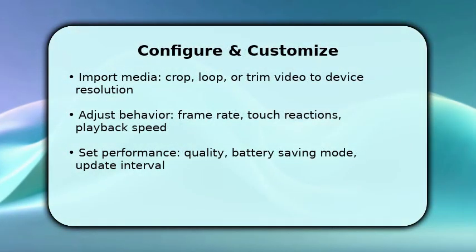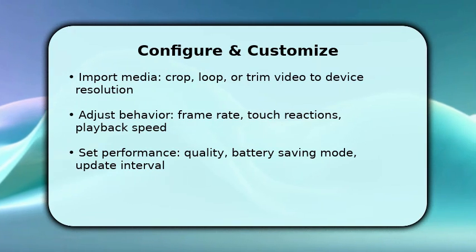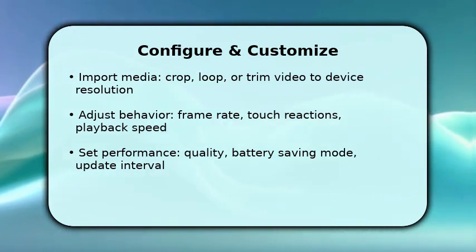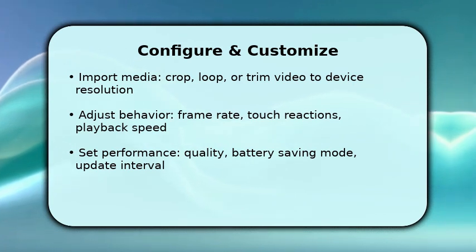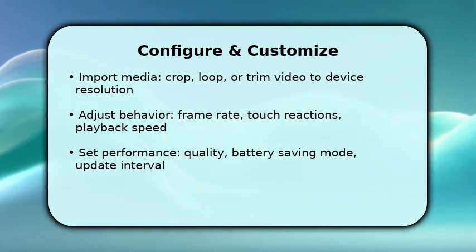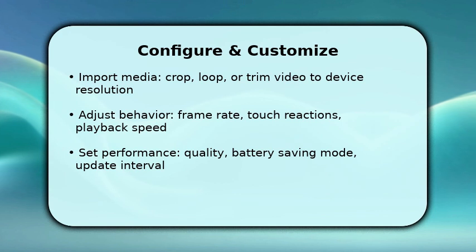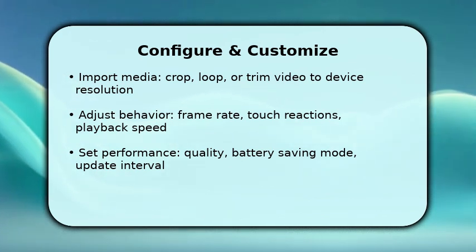You now import and refine the media in the Wallpaper app. Crop or resize to match your screen resolution and set a loop point so motion looks seamless. Trim excess length to reduce CPU load. Then adjust playback options, frame rate and speed, for a balance of smoothness and battery use. Make sure touch or motion reactions are enabled if you want interactivity.